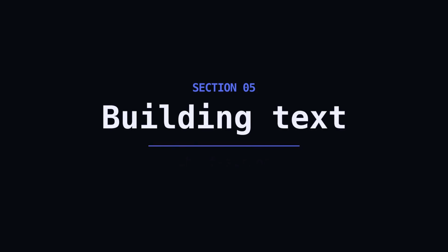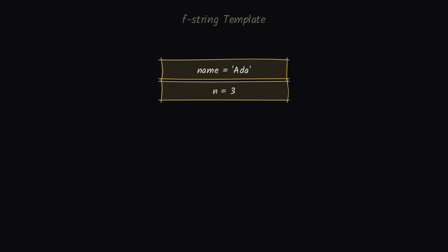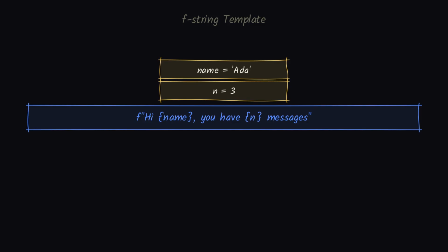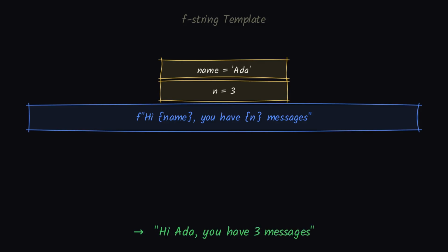So how do you build text from pieces? Put a lowercase f right before the opening quote. That single letter switches on F-string mode. We've got two values ready to drop in, a name Ada and a count 3. Inside the string, any name wrapped in curly braces gets replaced by that value when the line runs. Python fills every blank in one clean pass. No plus signs, no clumsy joining, just readable text.